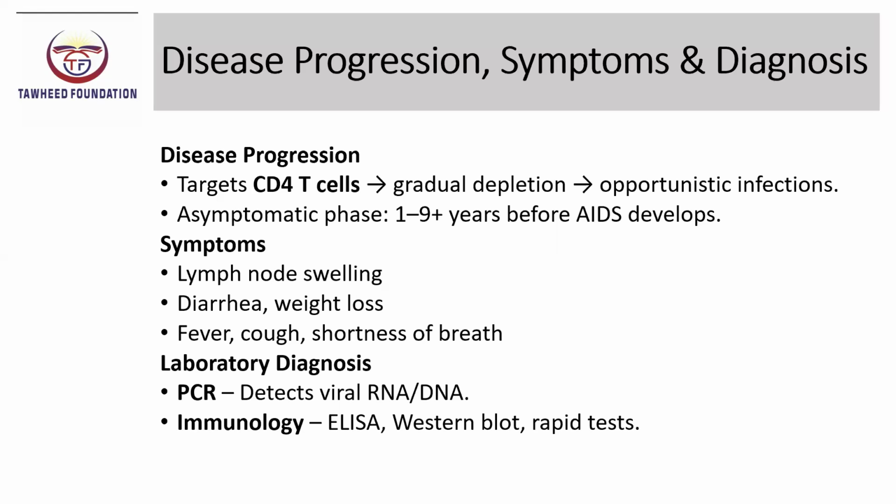The patient may not suffer from any symptoms in the advanced stages of AIDS during a period ranging between 1 year and 9 years, and perhaps even more in some cases. But the AIDS virus continues in the meantime to reproduce and multiply itself, as well as systematically destroying immune system cells. Symptoms include lymph node swelling, diarrhea, weight loss, fever, cough, shortness of breath.